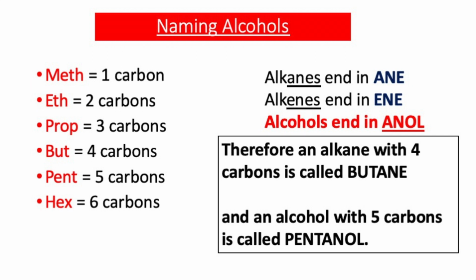Now, when you're naming an alkane or an alkene, the second part of the word is either ane or ene. Now, in an alcohol, alcohols end in anol. So therefore, an alcohol with 5 carbons is called pentanol. An alcohol with 4 carbons is called butanol. An alcohol with 3 carbons is called propanol.